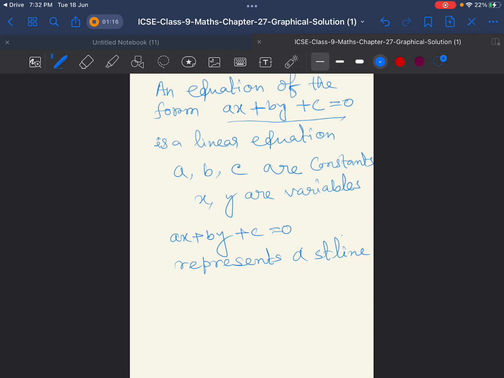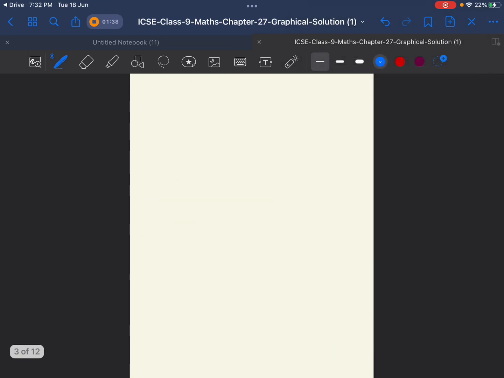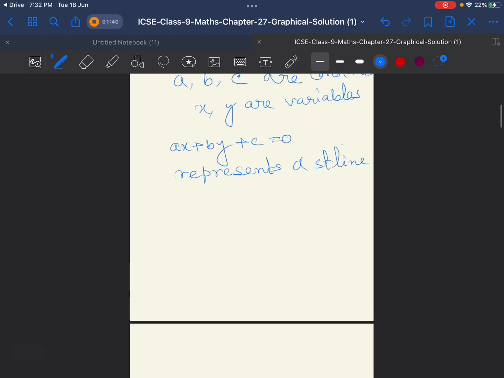What is linear equation? Linear equation means where the degree of the variables of this equation is 1. Here you see that the degree of x and y is 1. So this is called linear equation.